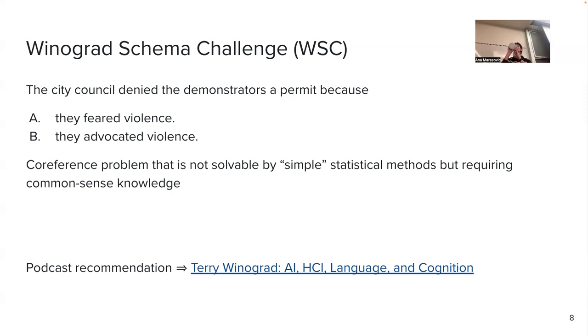I think we've all found that ambiguous, so "they" can be referring to council members or to the demonstrators. All right, let me see how they are ambiguous. The city council denied the demonstrators a permit because... this is an example where it can be either one of these things. "They" can refer to the city council because they fear that the demonstrators are going to do violent things, so they denied it, or the demonstrators really advocated for violence and therefore they denied them a permit. Okay, so yeah, this is unfortunate that I brought this example. Let me find a more standard one.